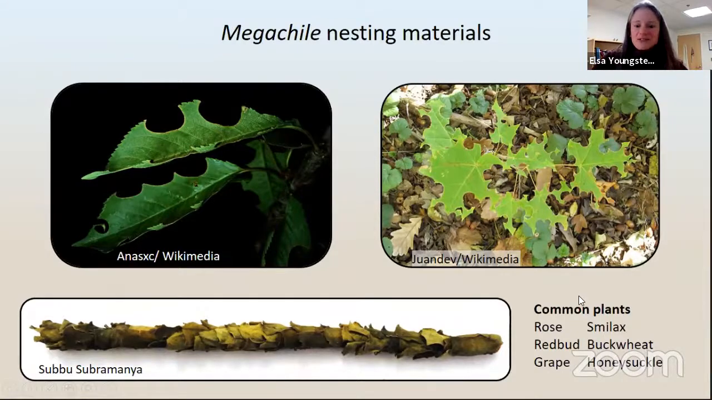So there are a variety of plants they use. None of them are 100% picky, but some common ones that they like to cut leaf bits for their nests are from roses, redbuds, grapes, greenbrier. Who wants greenbrier? But these bees like it. Buckwheat, honeysuckle. Those are all options that you might consider having in your landscape to facilitate nesting in a bee hotel.